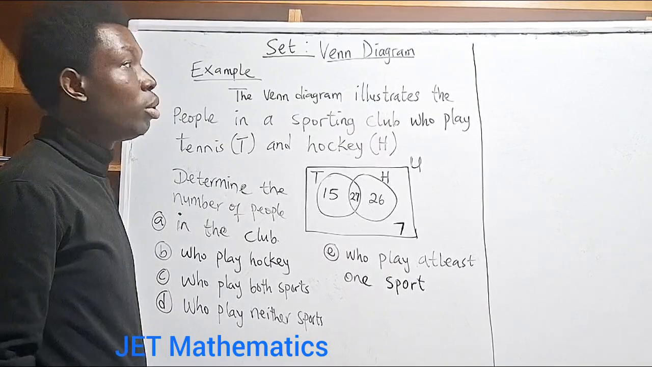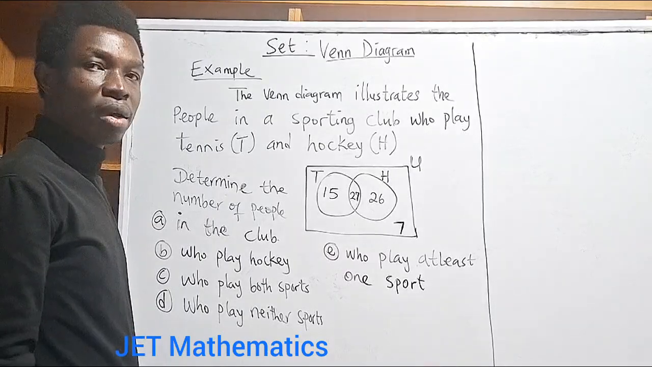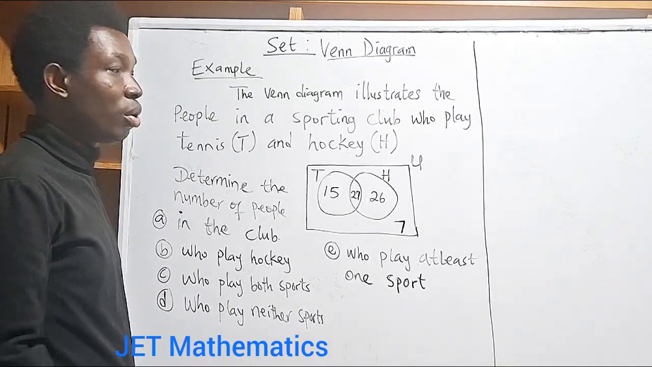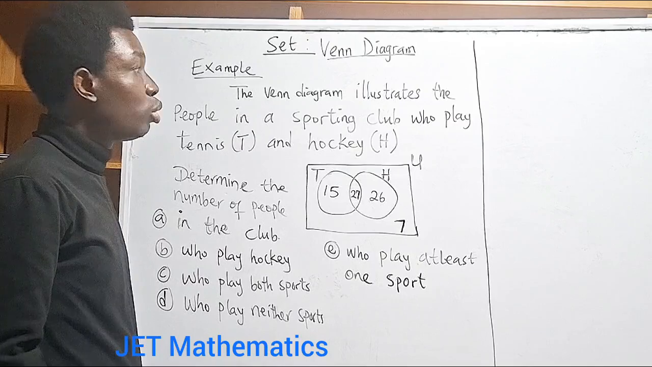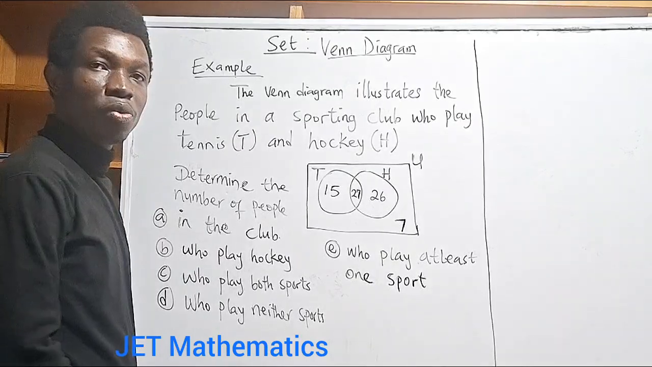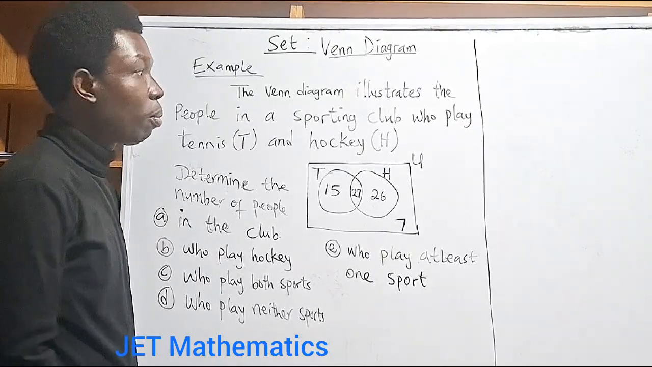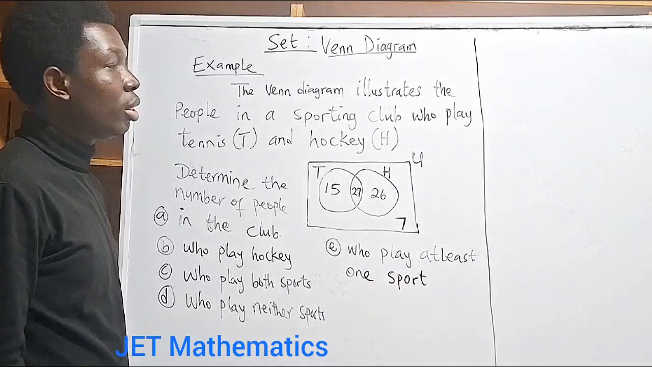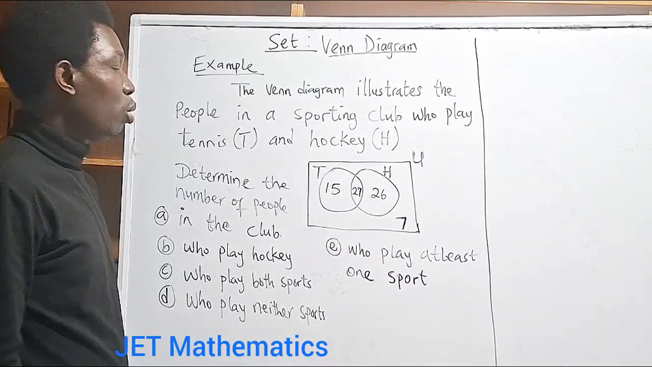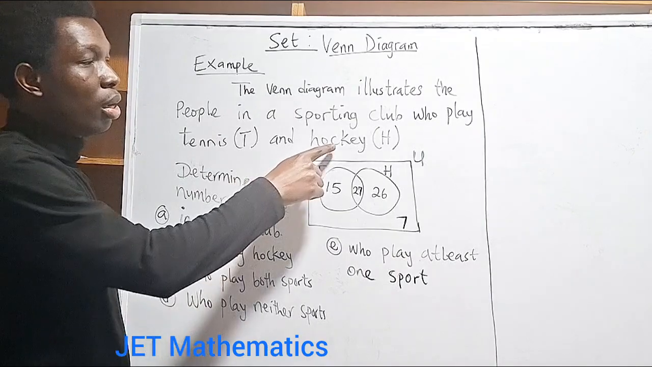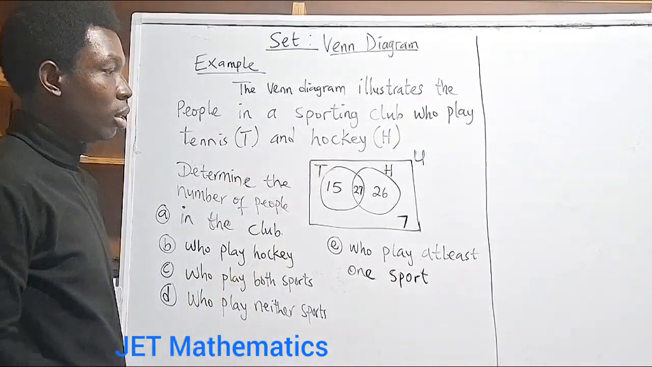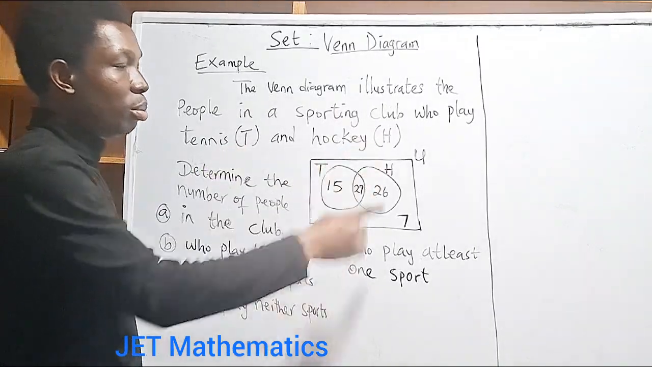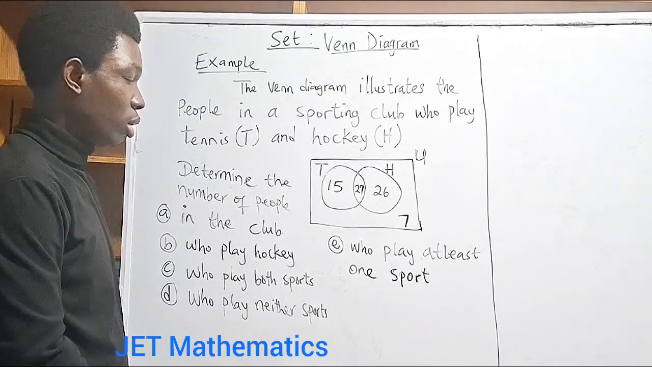Today's class, we'll be looking at the Venn diagram. Another way to represent sets is with the use of a Venn diagram. We use this example to illustrate how to solve problems using the Venn diagram. The Venn diagram illustrates the people in a sporting club who play tennis and hockey. T represents those that play tennis, H represents those that play hockey.